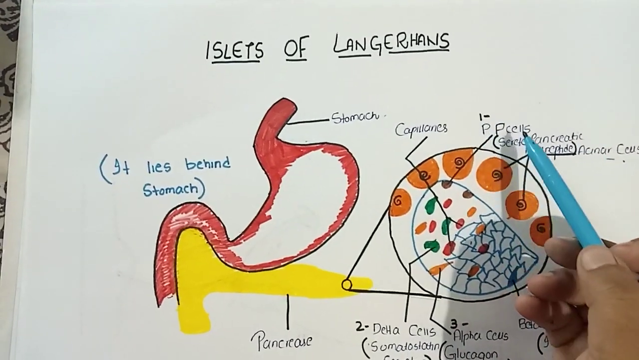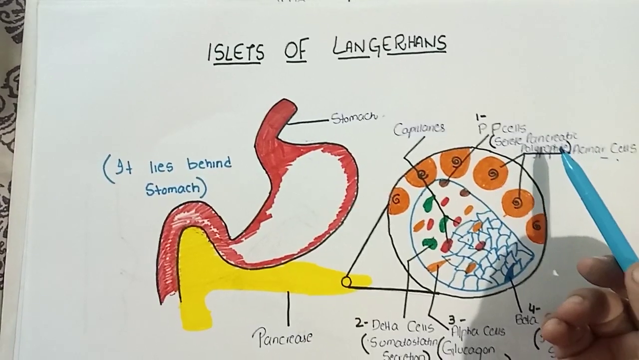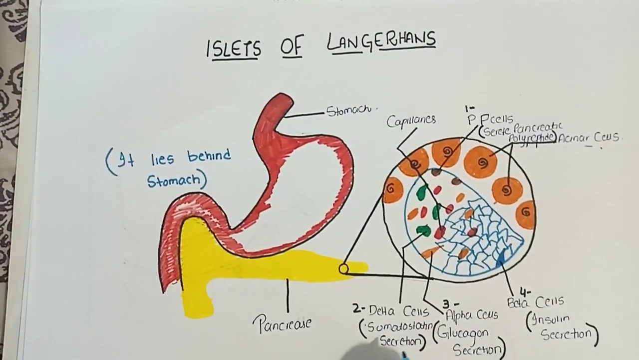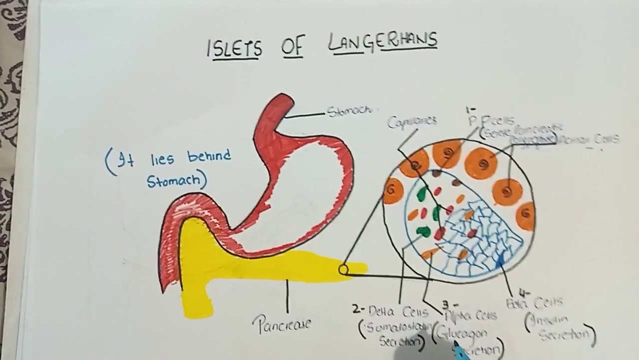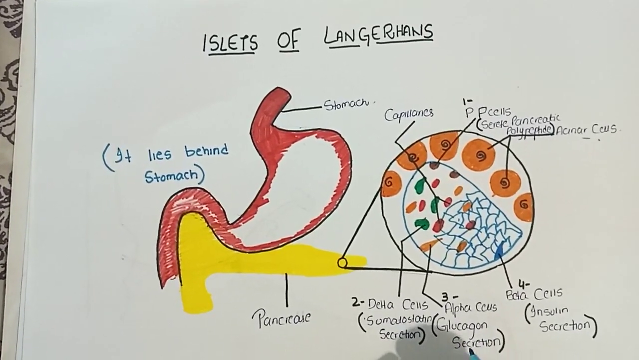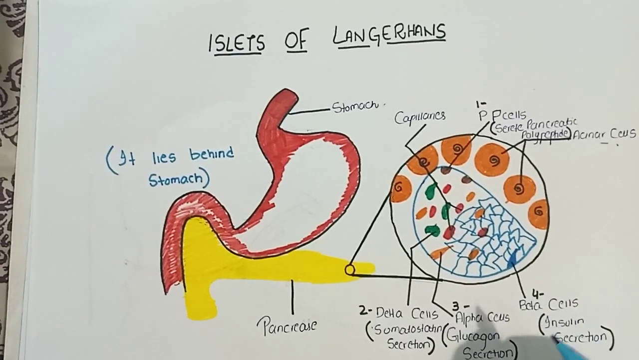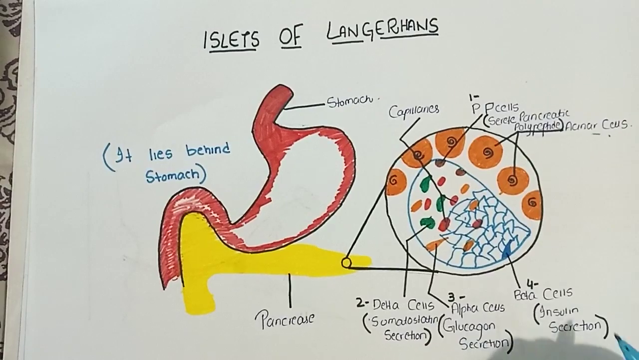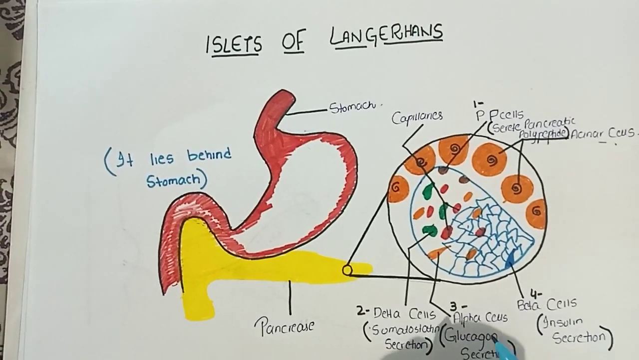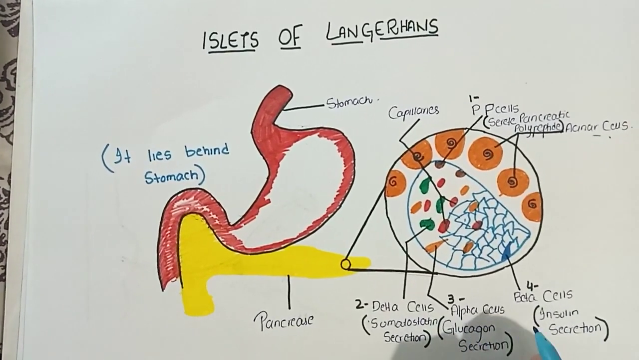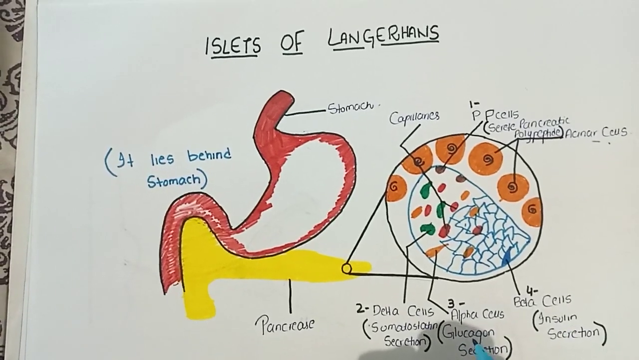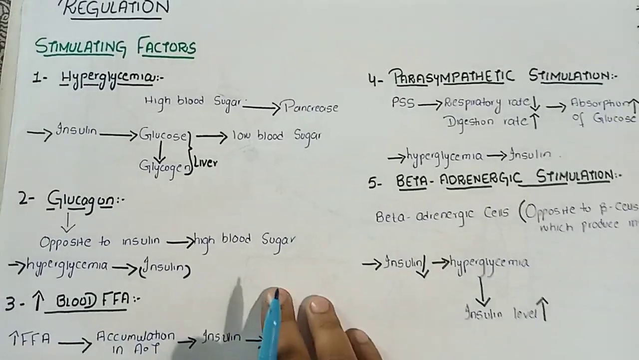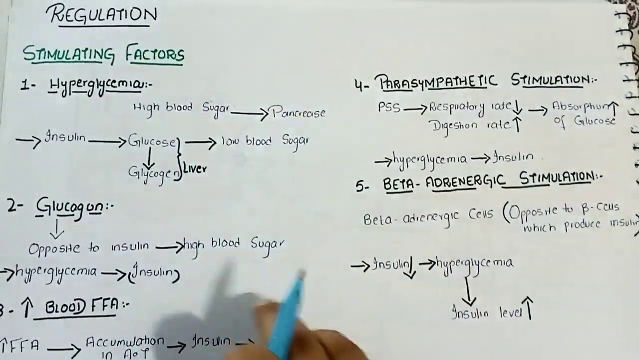The first one is the PP cell, which secretes the pancreatic polypeptide. The delta cell is important in the secretion of somatostatin. Alpha cells are important in the secretion of glucagon, and the beta cell plays an important role in the secretion of insulin. So now I will explain about insulin and glucagon, and their regulation and action. I will explain about the regulation of the insulin.